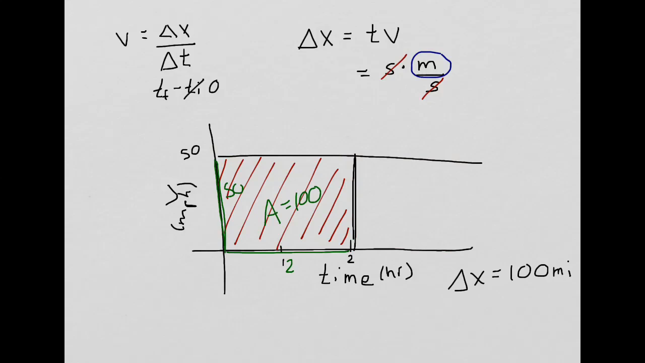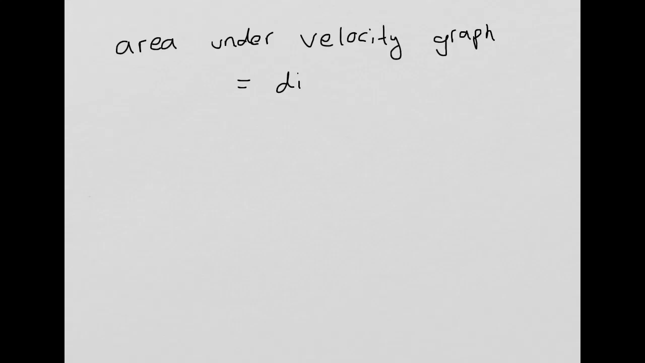So in general, area under the curve of a velocity graph is equal to the displacement. So I'm going to write that on the next page. So area under velocity graph equals displacement. This is an interesting relationship. So let's look at another example.